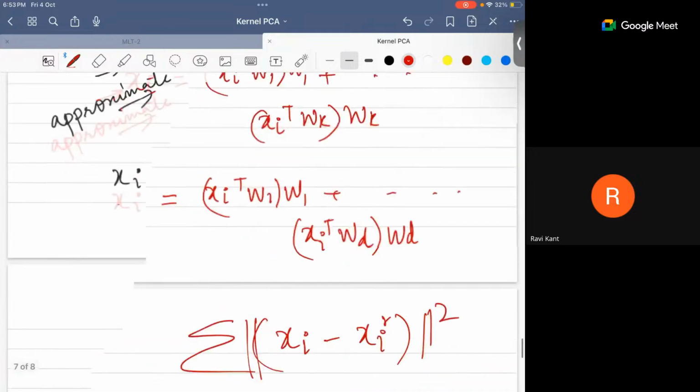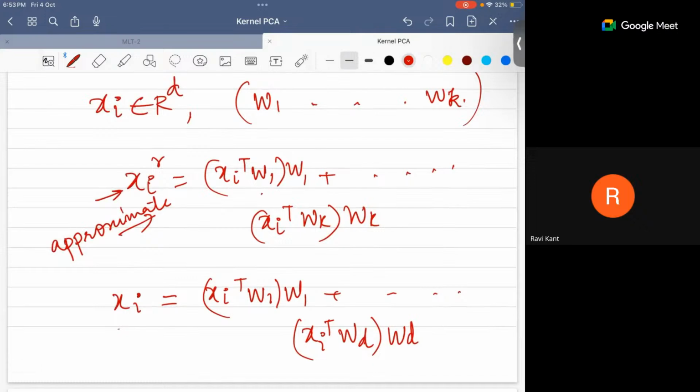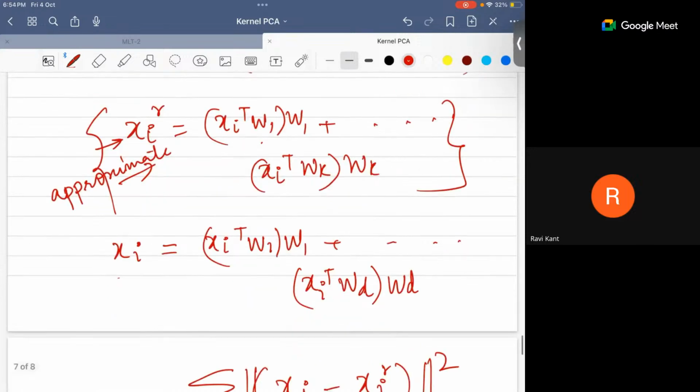The same thing I have done here, because I have k dimensions, the k basis vectors, right? So I can write this XiR in this form. But if you have to write the same data point, I'll take the help of all the principal components that I had, from W1 to WD. Then I'll get the exact data point.